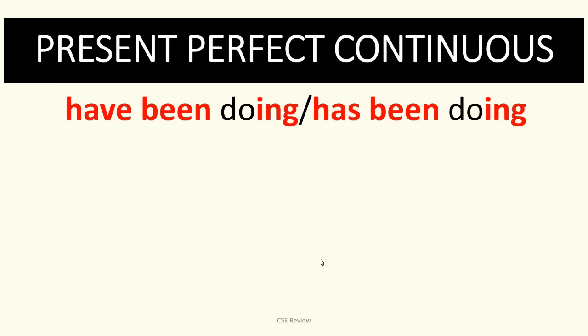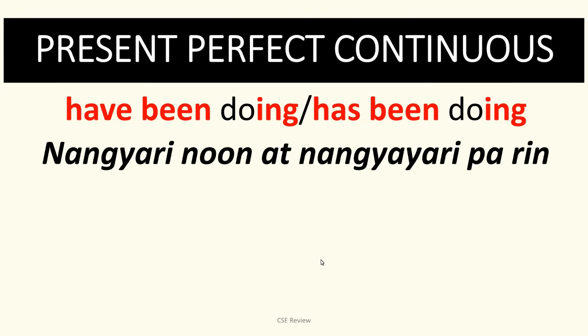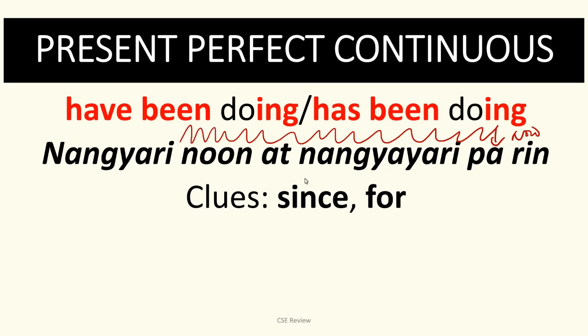Now, how do you know pag present perfect continuous ang gagamitin? Kapag yung action ay nangyari noon at nangyayari pa rin. Ibig sabihin, it happened in the past, it started in the past, pero nangyayari pa rin siya hanggang now. Okay? Tumatakbo yung action. Okay? So, kung tumatakbo na siya noon, hanggang ngayon tumatakbo pa rin siya, you use have been running or has been running. Okay? Clues natin are the words since or for. If you see this in the sentence, probably present perfect continuous.